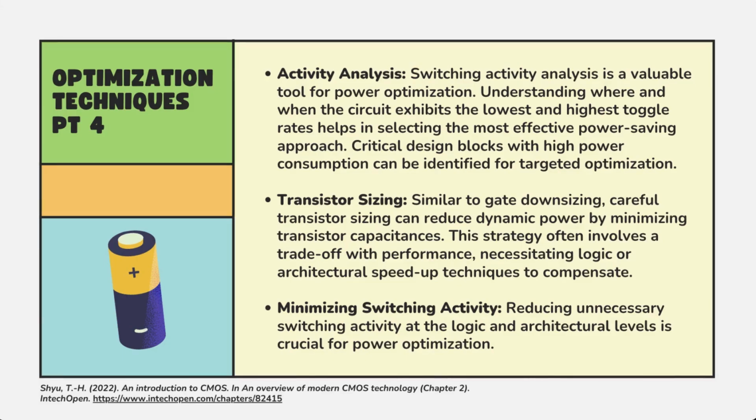Transistor sizing. Similar to gate downsizing, careful transistor sizing can reduce the dynamic power by minimizing transistor capacitance. This strategy often involves trade-offs with performance, necessitating logic or architectural speed-up techniques to compensate. Minimizing switching activity. Reducing the unnecessary switching activity of logic at the architectural level is crucial for power optimization.